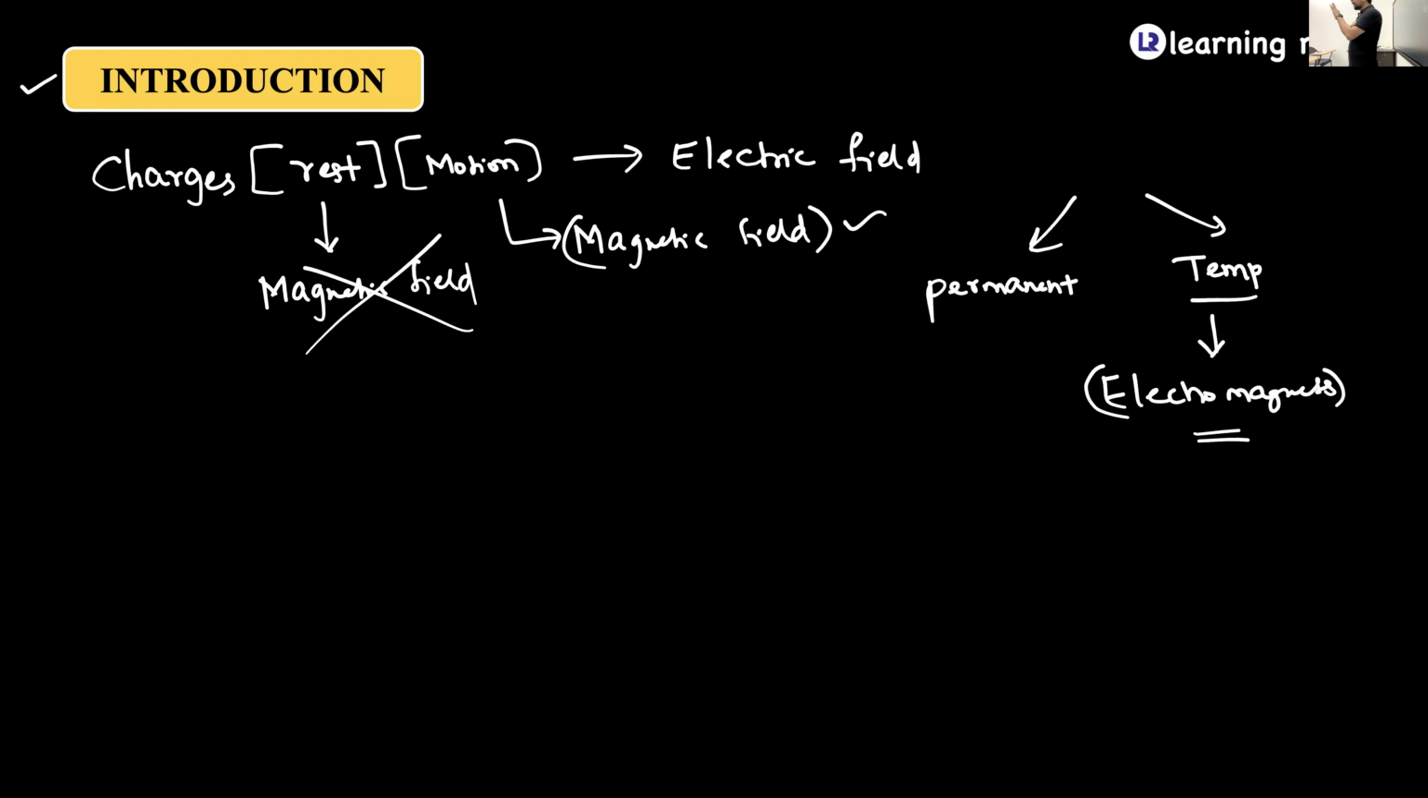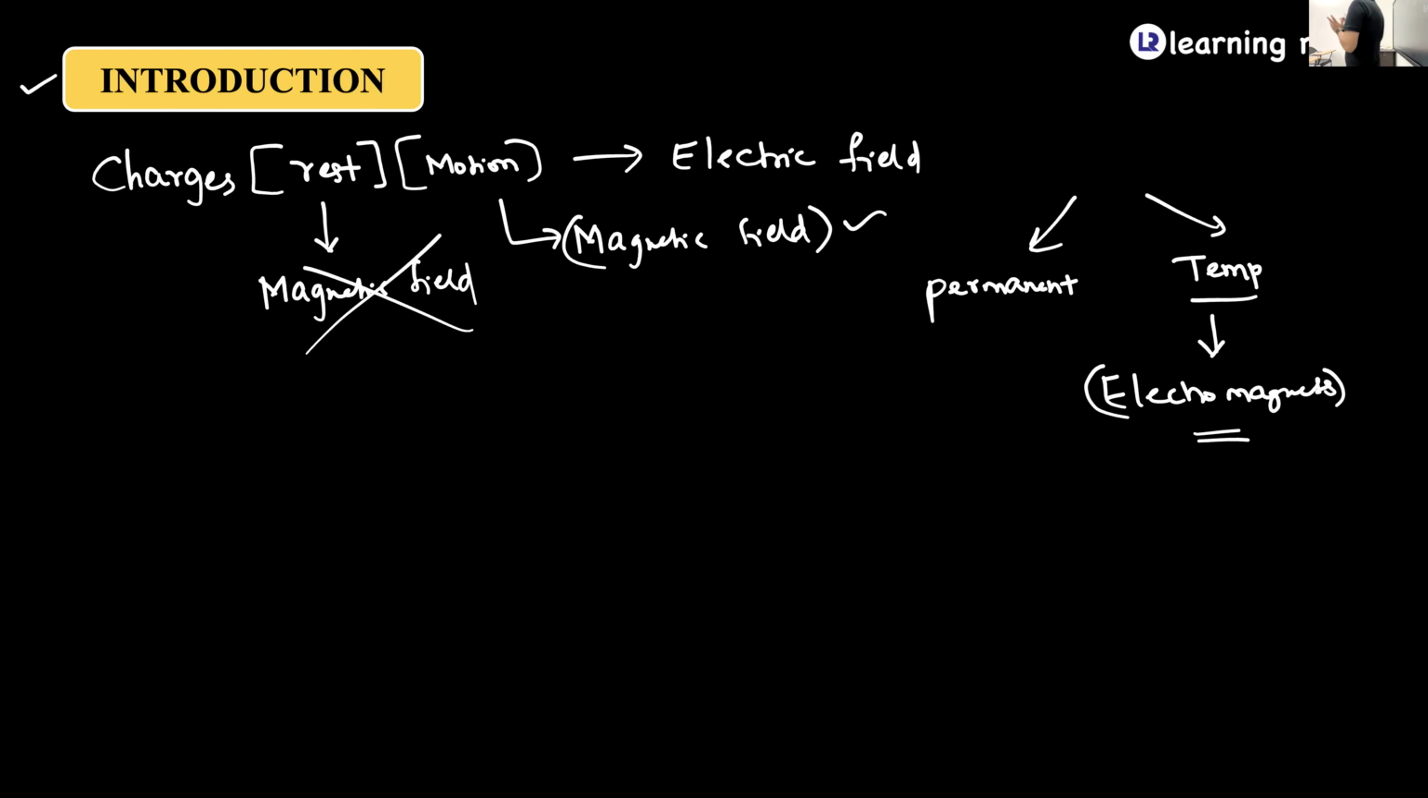There are three things that come into picture. One is rest, second is motion. Motion can be further subclassified into two types: uniform motion or accelerated motion. So if the object is at rest, there is no question of magnetic field. There is only electric field.